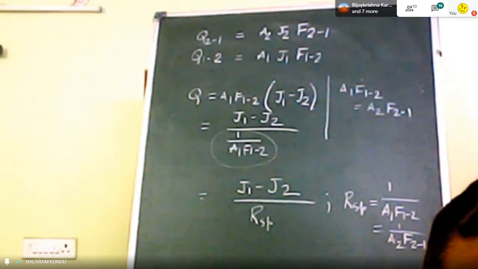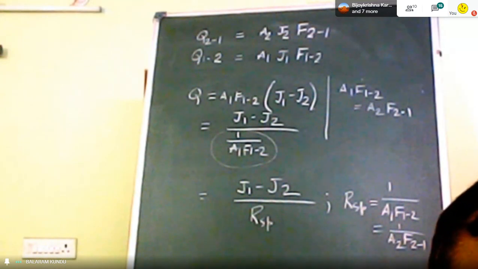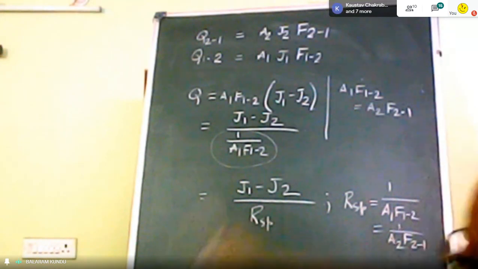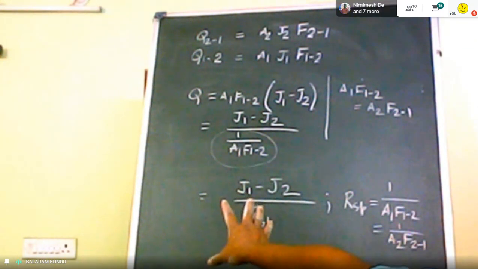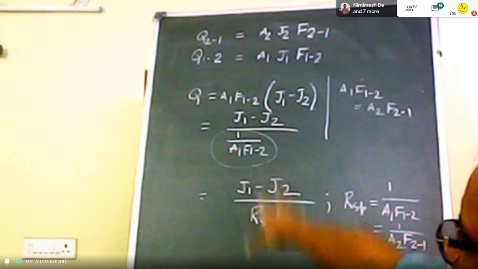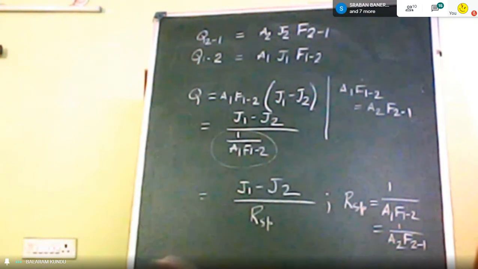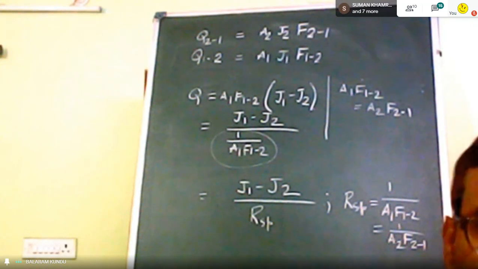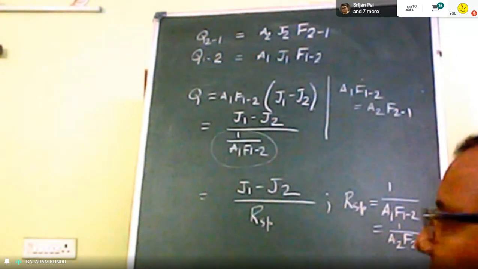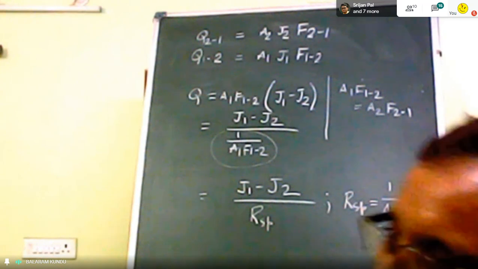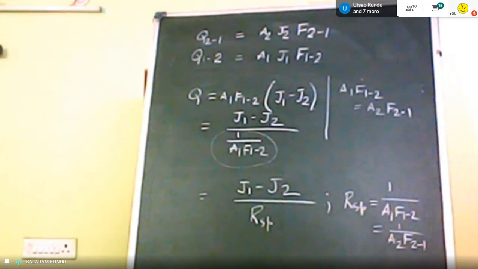J1 minus J2, so radiosity. J1 is the radiosity of surface 1, J2 the radiosity of surface 2, divided by space resistance. So due to space, how these two surfaces see each other depends on the view factor. It depends on the space resistance, on the view factor F12, and surface area also. So that is your space resistance.